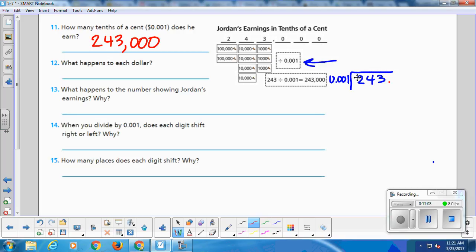So what happens to each dollar? Each dollar becomes what? 1,000. What happens to each dollar? What happens to the number showing Jordan's earnings?